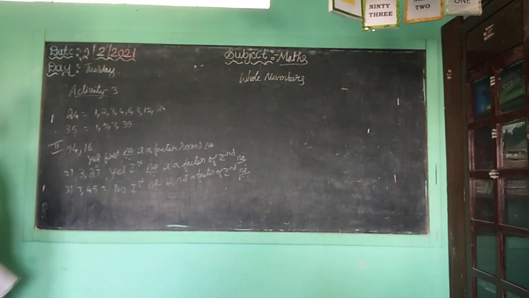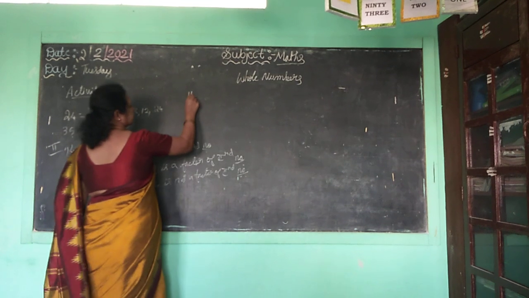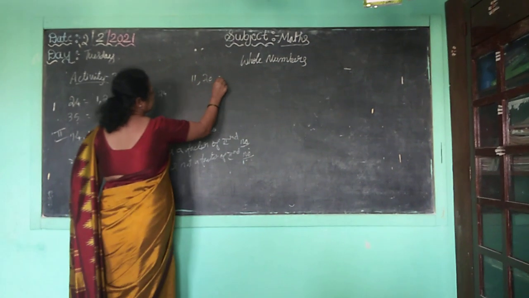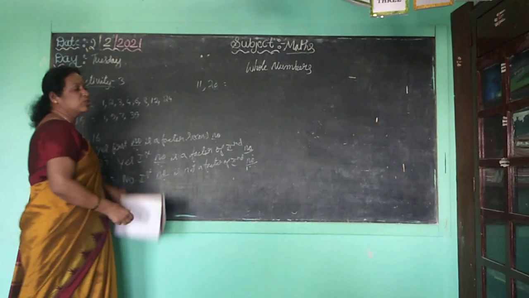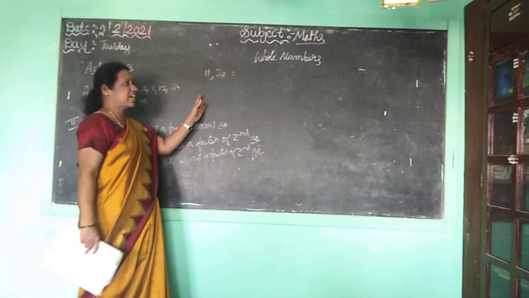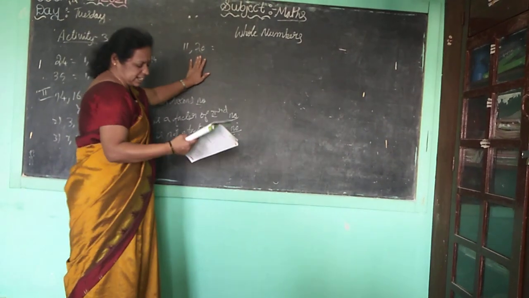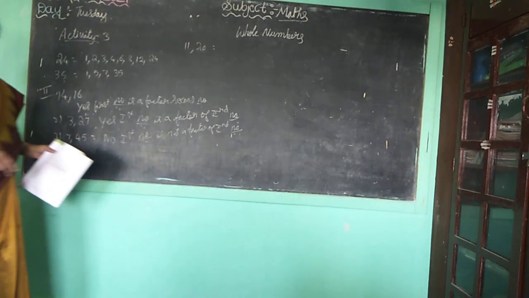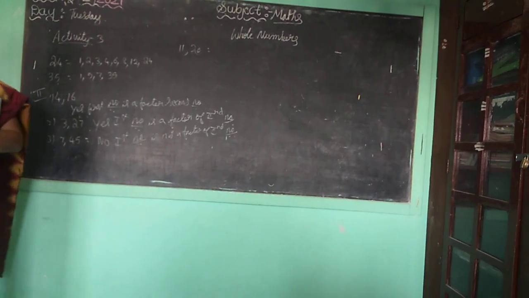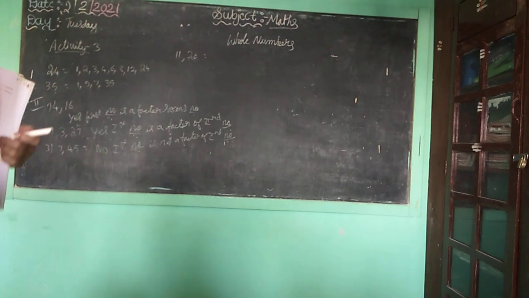So next is 11 and 20. You know that first number is 11. 11 2s are 22, but here 20 is there. So first number is not a factor of the second number. Okay, 11 is not a factor of 20. Okay, children. Next one we can go.